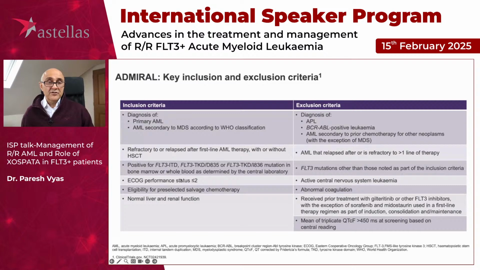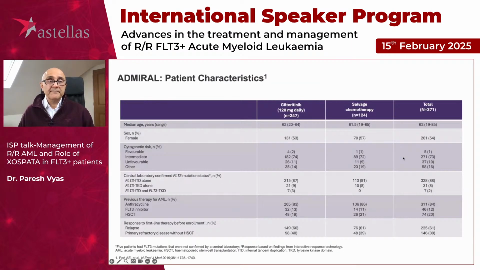You had to be mutation positive. You had to have an ECOG status of 2 or less. You had to pre-select your salvage chemotherapy, and you had to have normal liver and renal function. I'm not going to go through all of these exclusions, but the key point here is that patients who were relapsed or refractory to more than one line of treatment were excluded.